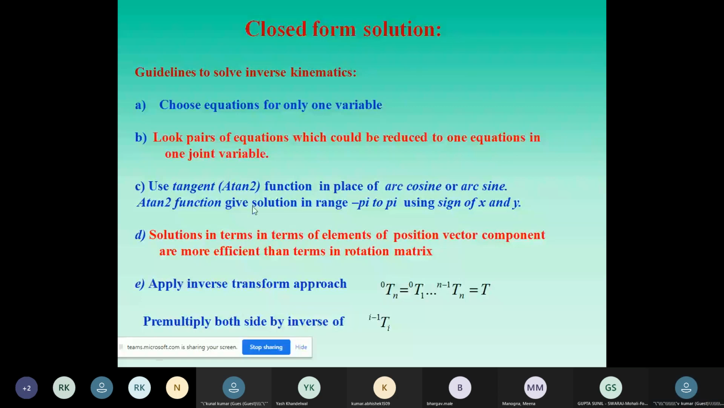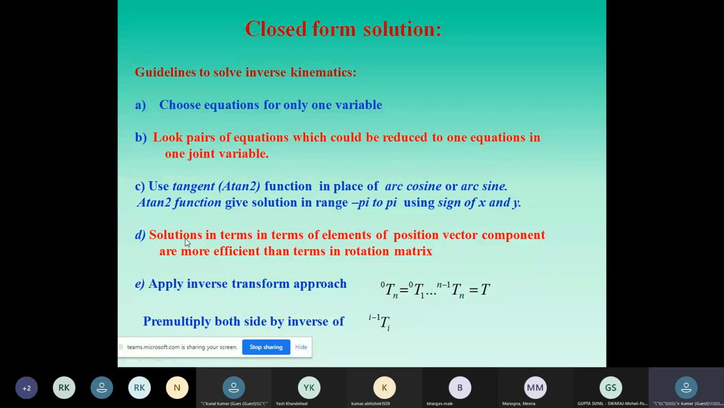Then use the tangent function, since this function gives the best solution between minus pi to pi by using the signs of x and y. Sine is positive, x is positive, y is positive, x is negative, y is negative; then we find the exact solution. For the sine or cos function alone, a solution between minus pi and pi is very difficult.